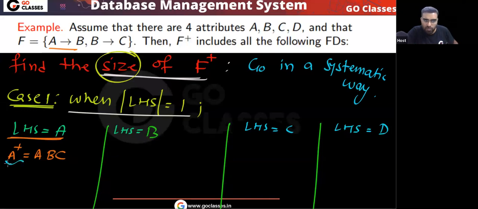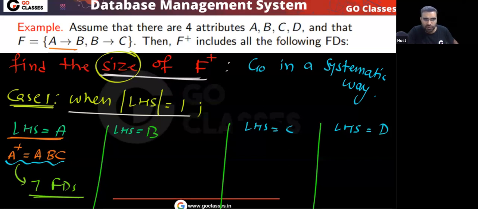Now tell me, how many FDs can you create where LHS is A? Remember, this is your closure of A. How many FDs can you create? Please tell me. What you can do is put any subset of it. So you got 7 FDs here.